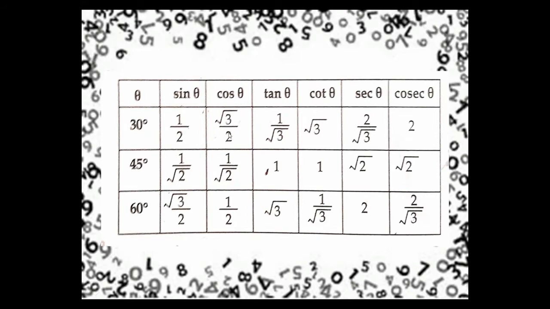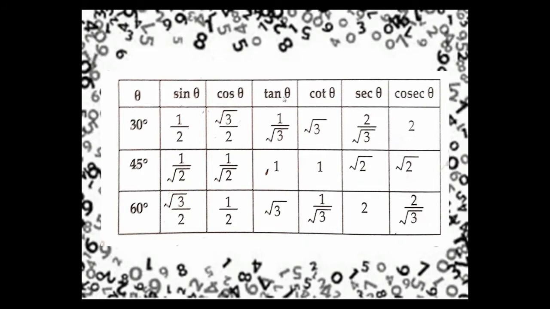The value of cos 30 degree is root 3 upon 2. The value of cos 45 is 1 upon root 2. And the value of cos 60 is 1 upon 2. Now tangent theta, the value of tan 30 is 1 upon root 3. The value of tan 45 is 1. And the value of tan 60 is root 3.